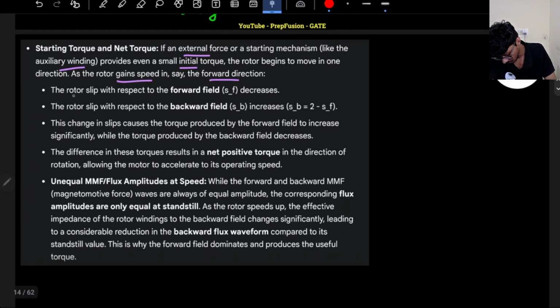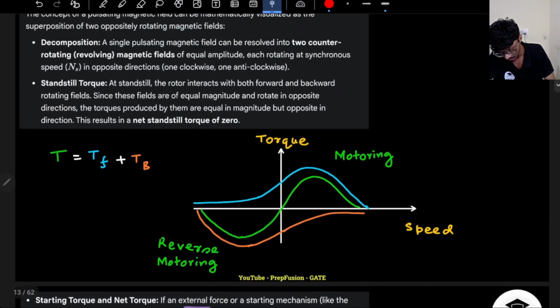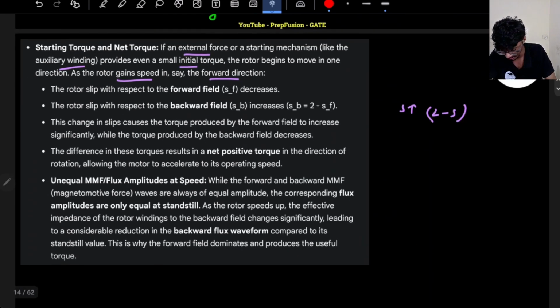The rotor slip with respect to the forward field, SF, decreases, and the rotor slip with respect to the backward field, SB, increases, because if S is increasing, your 2 minus S will reduce. And how is it 2 minus S? We have already derived that. So the change in slips causes the torque produced by the forward field to increase significantly. You see, torque produced by the forward field will be much higher than the backward field.